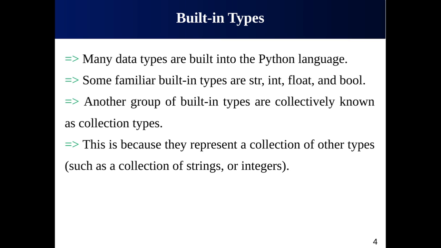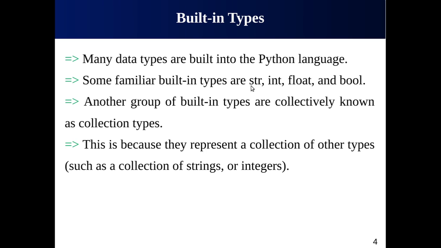You all are familiar with the data type, which is actually a set of values and a set of operations defined on those values. Many different data types are built into the Python language. Some of them you have already seen. For example, integer, which is a built-in data type, float is a built-in data type, boolean is a built-in data type, and string is another built-in data type.